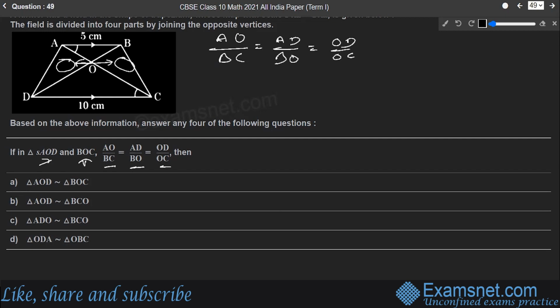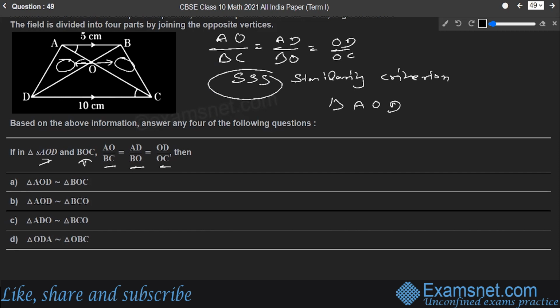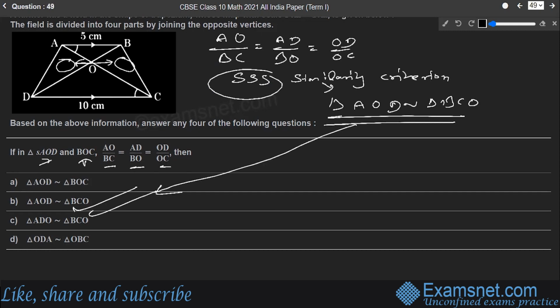So if the corresponding side ratios are equal, then by the side similarity criteria, we can say that these two triangles are similar. So what we can conclude out of this is that triangle AOD is similar to triangle BOC. This is what we have concluded. So which option is right? Option number B is right. So that is the right answer.